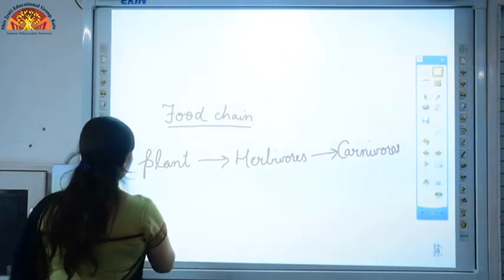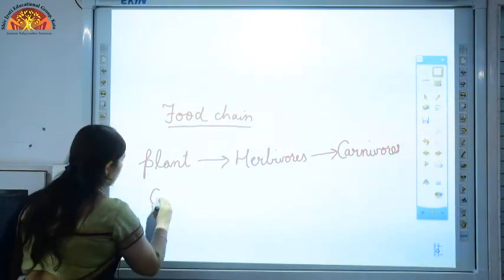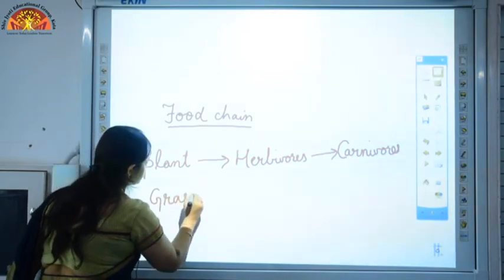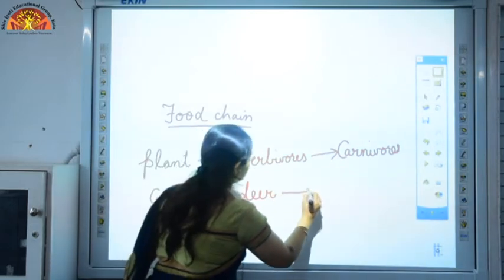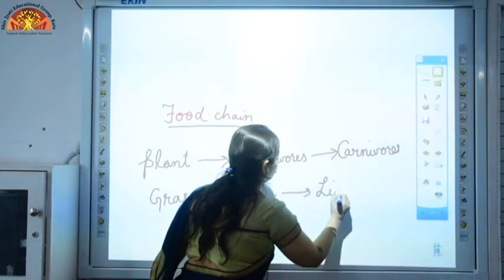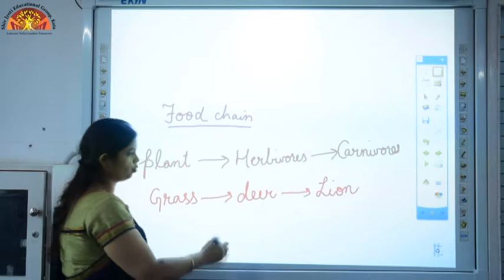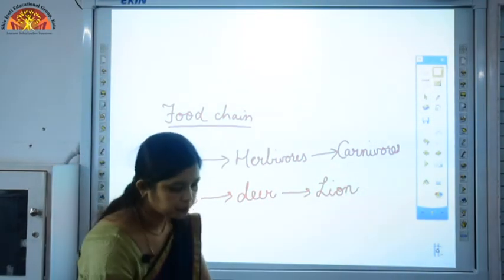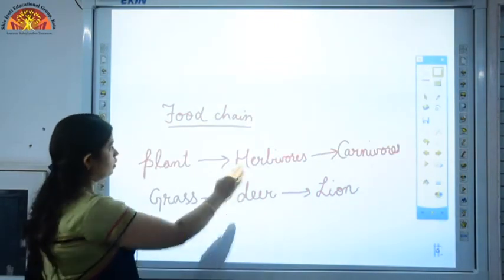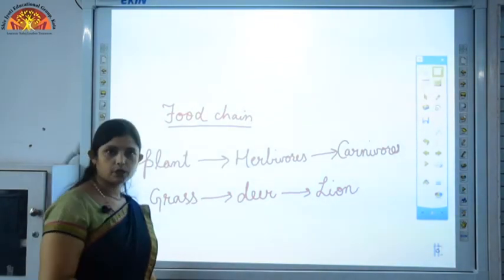Now we can have one example of a food chain: grass is eaten by deer, which is a herbivore, and deer is then eaten by lion or tiger or any other carnivore. So this is called a food chain. So now we can see that all the animals are dependent on plants for their food.